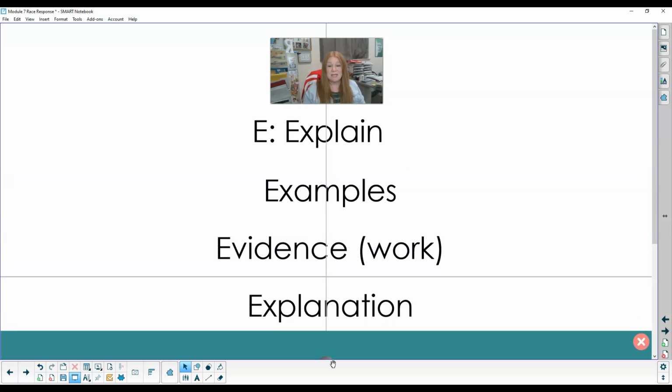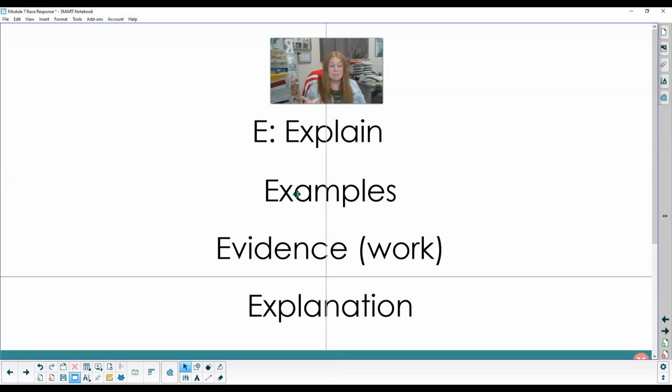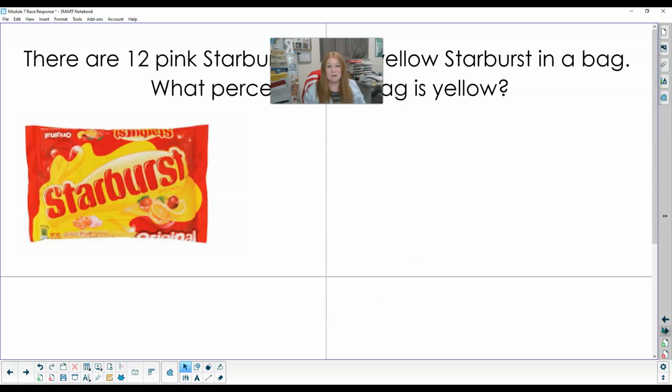And then E can either be examples, evidence, that's your work, or explanations. You can give another example to prove it. You could just show your work or an explanation. So I will probably go with this E for me, the evidence one, but you can do any of those.